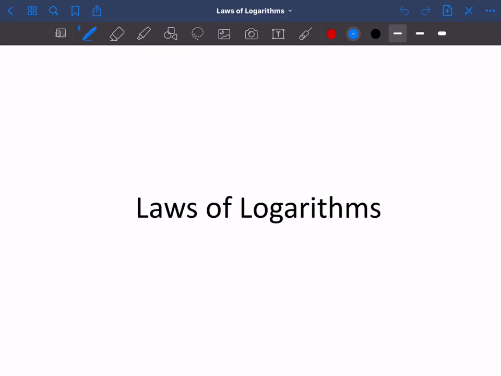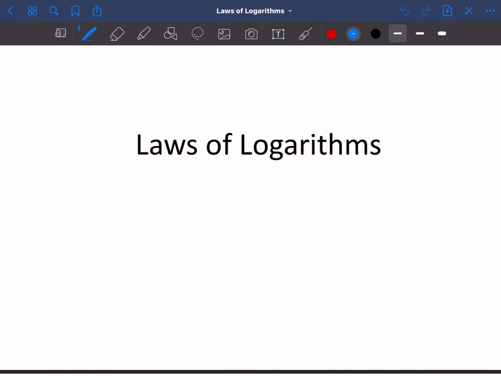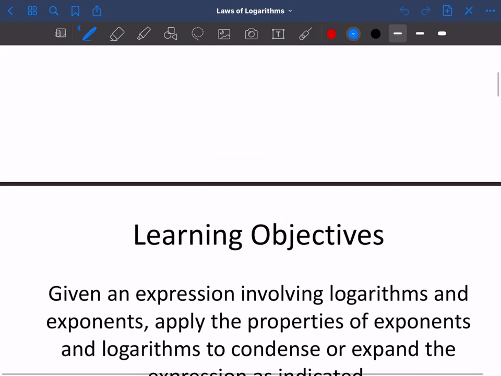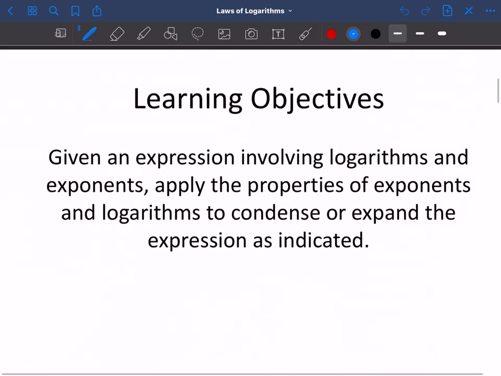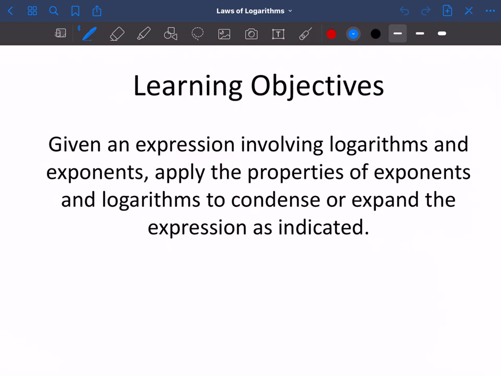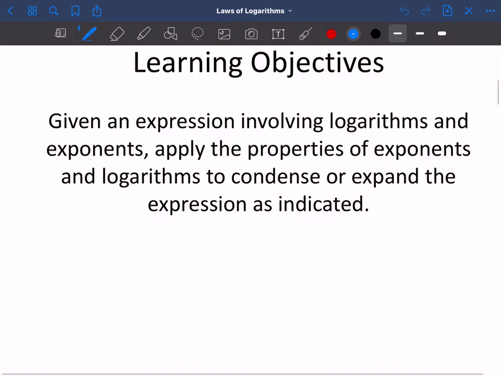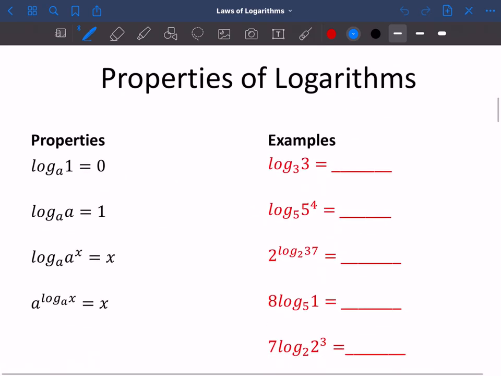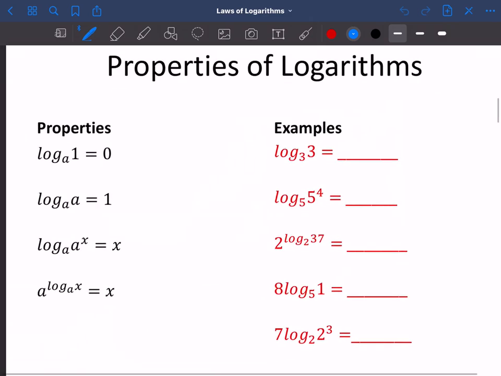All right, so our lesson today is on laws of logarithms, and we did visit logs last unit. But our objective today is, given an expression involving a logarithm or an exponent, to apply some properties of exponents and logs to either condense or expand the expression as indicated. So let's review some of the properties of logs.